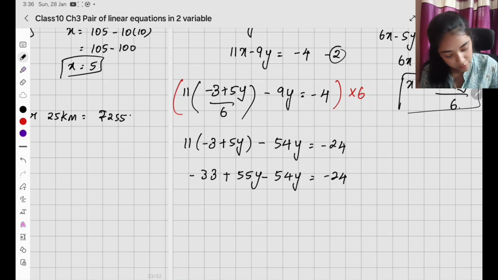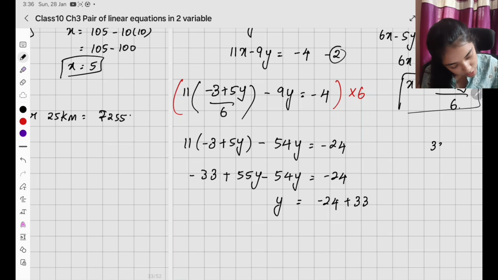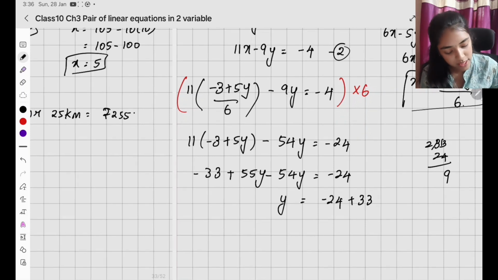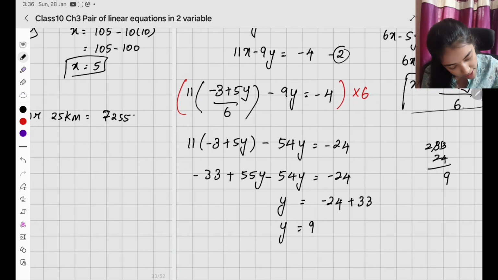So 55 minus 54 is going to be y equals minus 24 plus 33. So 33 minus 24, and when I cancel, I have 14 minus 3 is going to be 9. So I have y equals 9. Okay. Now from this I can find the value of x.